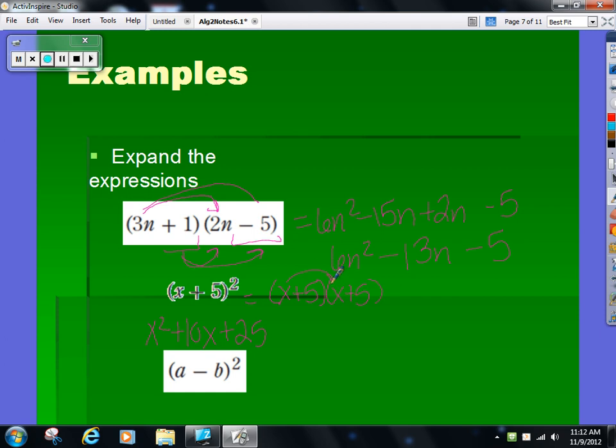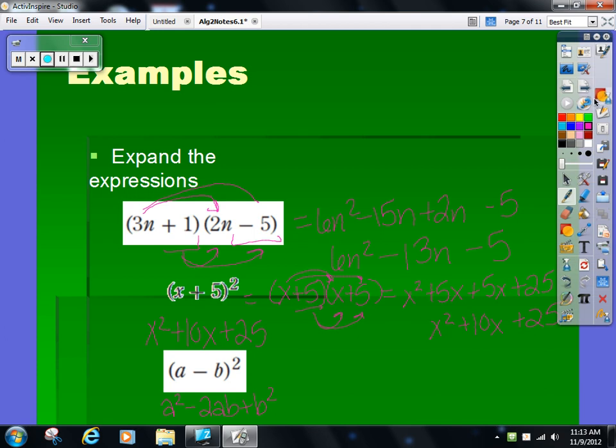Double distribute, x squared plus 5x. Distribute the 5 now, plus 5x plus 25. There's where that doubling comes in, x squared plus 10x plus 25. Okay, here's another binomial squared, so you could do the shortcut: square the first term, a squared, multiply those together, and I get negative ab, double, negative 2ab, square the last term, it's plus b squared. Or you could expand it like I just showed you, but I'm not going to do it again because it seems like a waste of time.